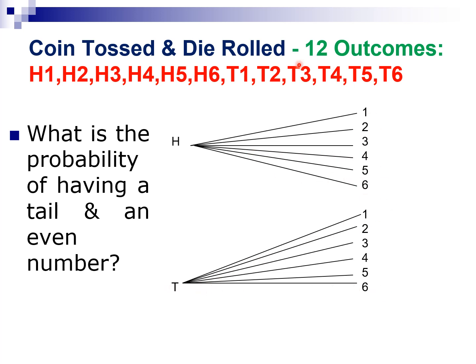So we have 12. So what is the probability of having a tail and an even number? The even numbers from 1 to 6 are 2, 4, 6. So take a look at the T. So we have 1, 2, and 3. So therefore, 3 over 12, or in lowest term, we have 1/4, dividing both the numerator and the denominator by 3.